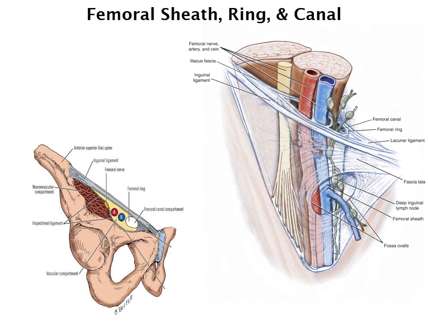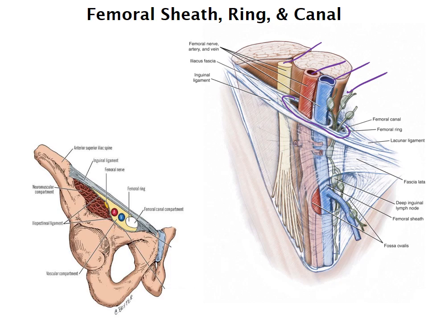Within the femoral triangle, the femoral artery, femoral vein, and associated lymphatics are surrounded by a funnel-shaped sleeve of fascia called the femoral sheath. Note that the femoral nerve is lateral to the femoral sheath in the muscular compartment.